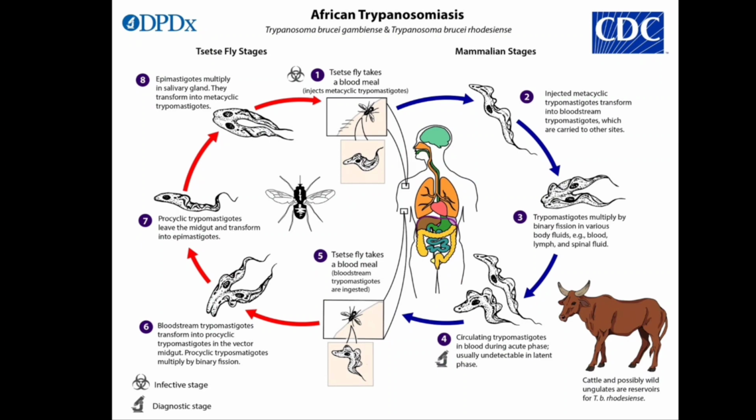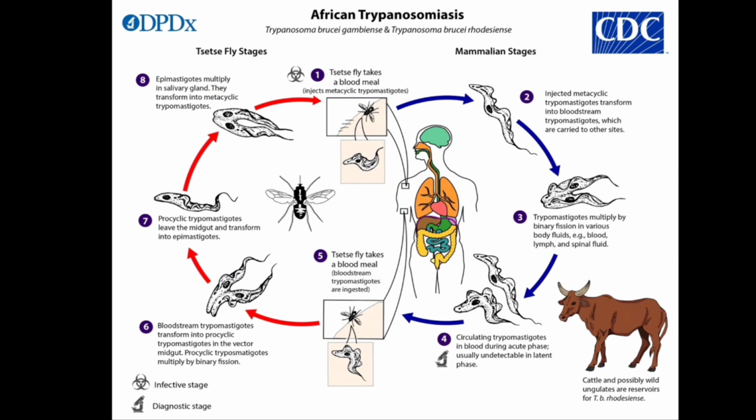That means that they do not enter the blood cells, rather they are developing inside the plasma itself. Inside the plasma, if you remember, these metacyclic trypomastigotes are going to develop into the long slender form, and then the long slender form is going to divide and then get converted into the short stumpy form. So here also you can see that it is written injected metacyclic trypomastigotes transform into the bloodstream trypomastigotes, and they are carried to the other sites, that is the lymph nodes as well as the cerebrospinal fluid.